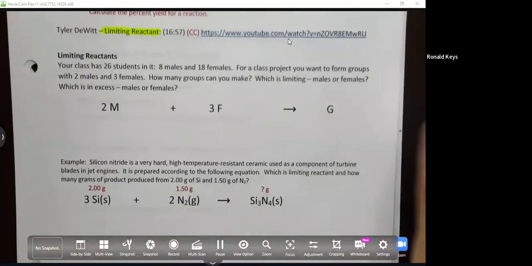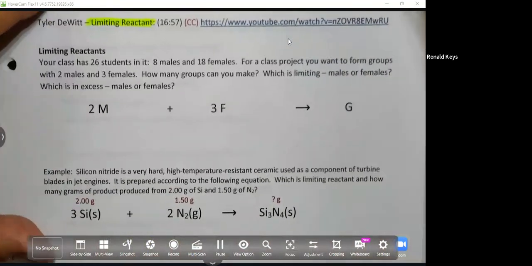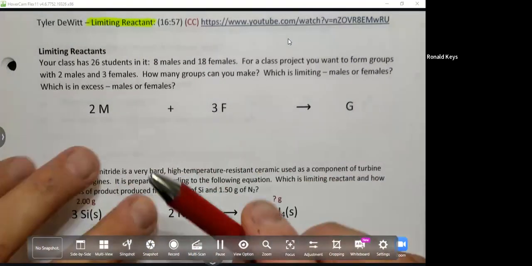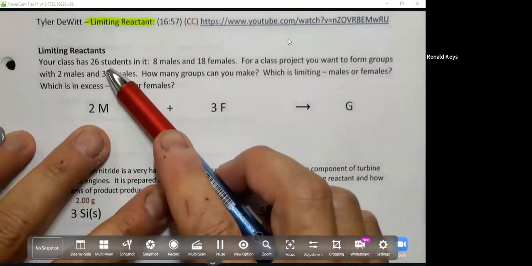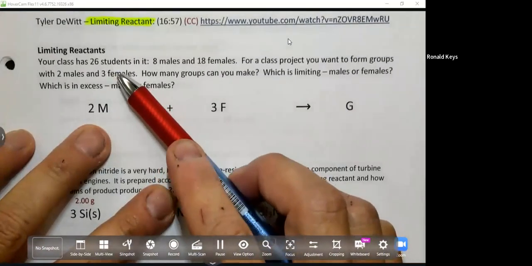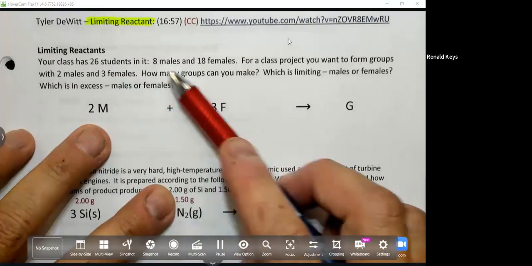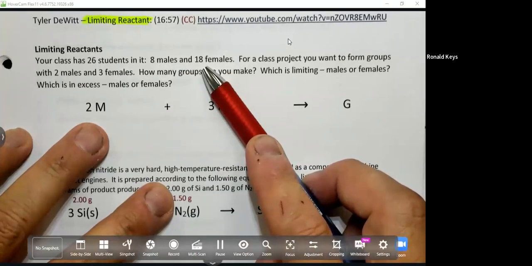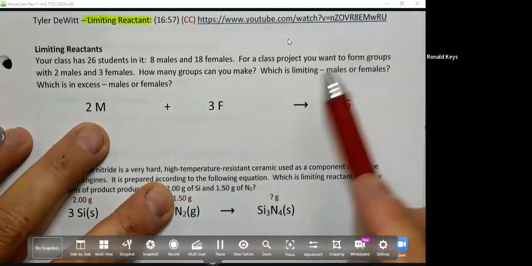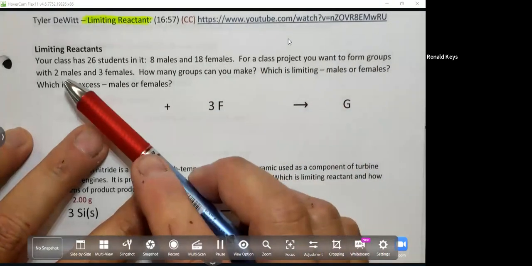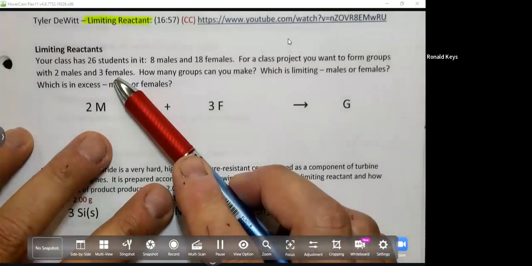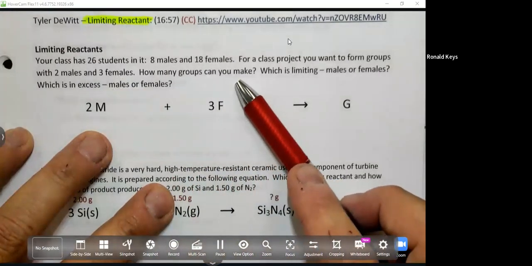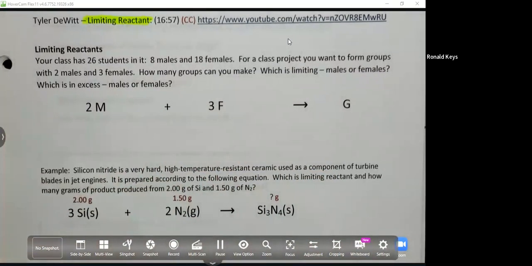Think about this. I'm going to have to up my numbers. And for gender neutral, I'm going to change this problem too. But for now, 26 students in a class. You have 8 males and 18 females in the class of 26 students. Almost seems to be our college ratio these days. For a class project, you want to form groups with 2 males, 3 females. How many groups can you make? Which is limiting? Which runs out first if you're making groups?